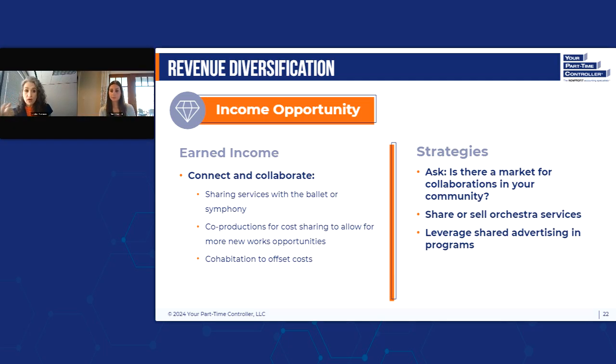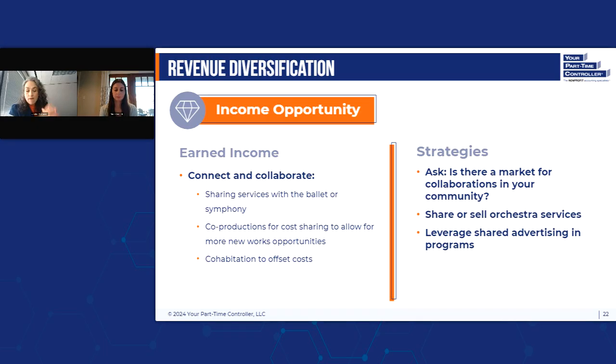Could you do co-productions? Could you go in together to create a new production? You want to do a brand new production of something, find a partner to do it with you so you can split those costs. And then also you get data from them. Make sure that you have data sharing in that agreement when you do a co-production. You also get to share marketing materials.